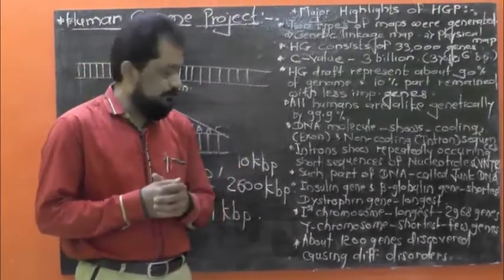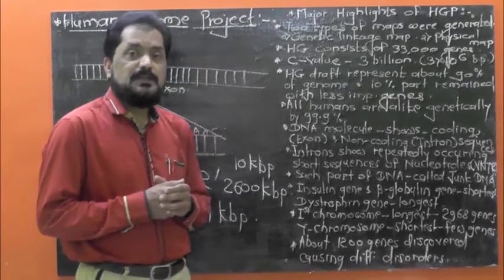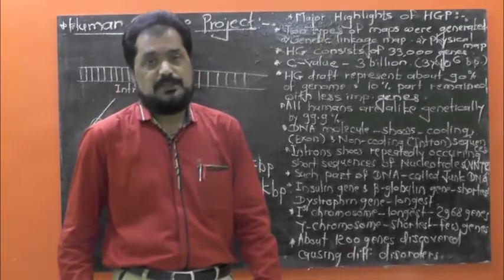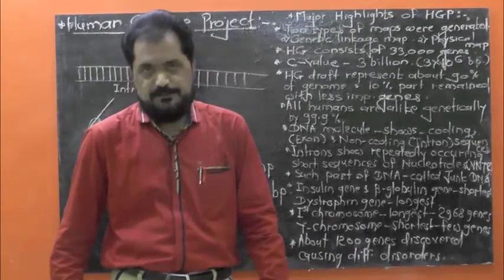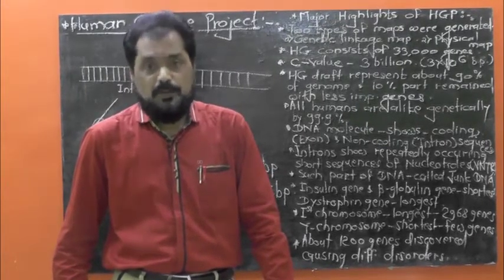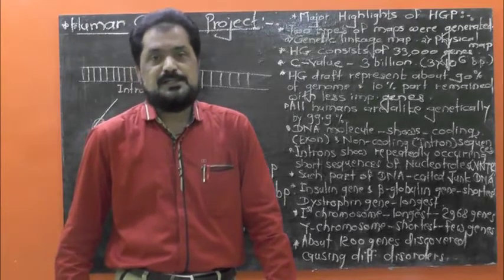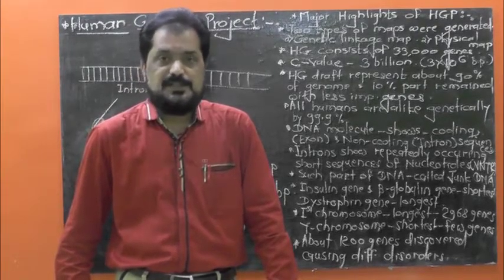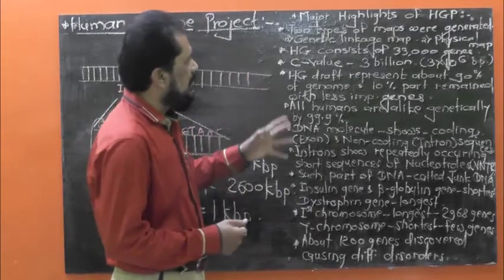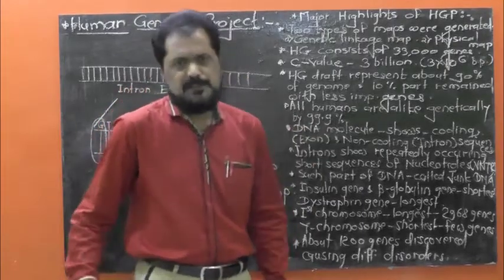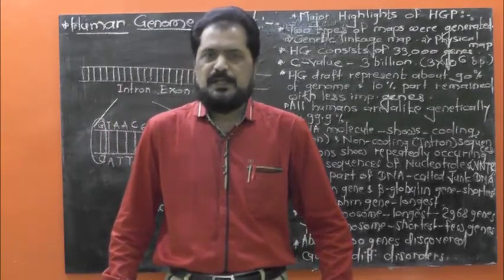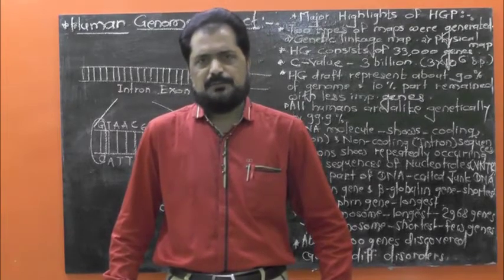Also, it was found that in the human genome there are about 1200 genes which are responsible for causing different disorders, different diseases such as breast cancer, cardiovascular diseases, color blindness, diabetes, Alzheimer's disease, and so many. So here we have considered some of the important highlights of the Human Genome Project. In this manner, we have completed the study of two topics here, genomics and Human Genome Project. So let us stop here today. Thank you.